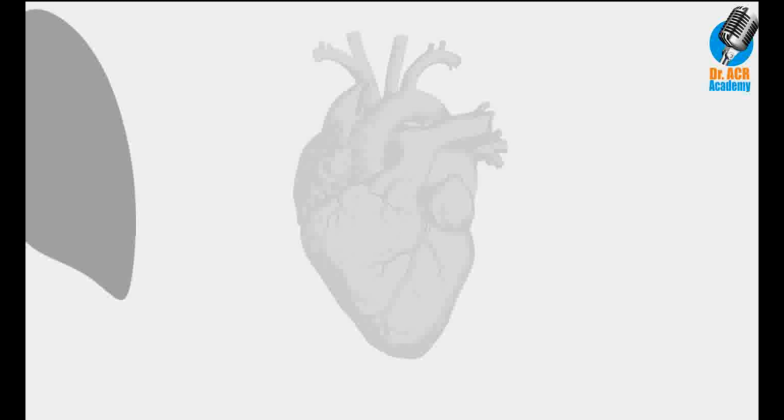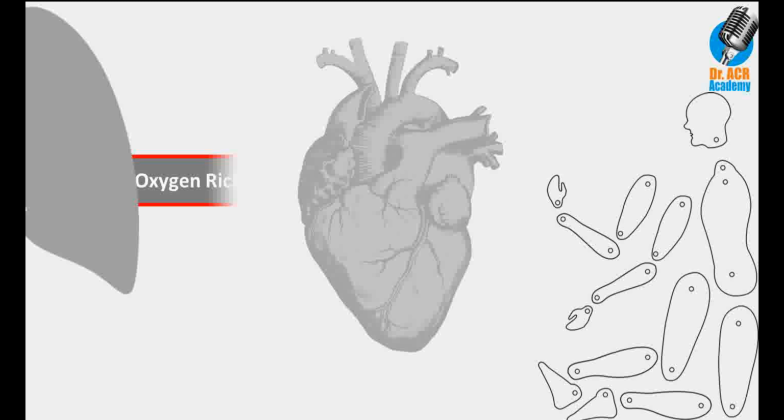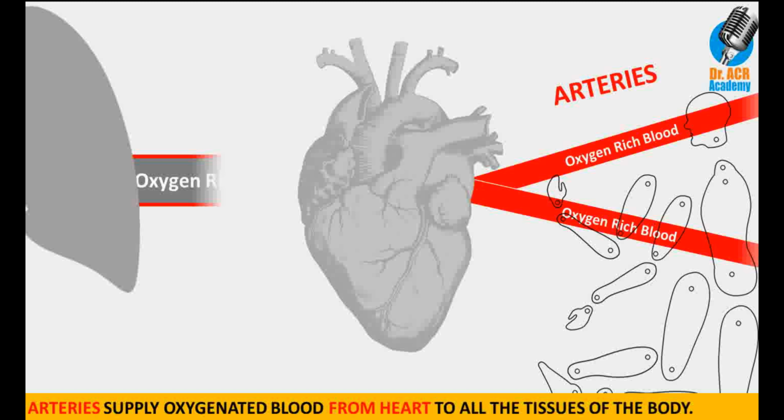And when it comes to their function, usually the oxygen present in the lungs is diffused into the blood. That means the oxygen enters into the blood, and this is called oxygen rich blood. So from the lungs the oxygen rich blood reaches the heart. From here the arteries supply oxygenated blood to all tissues in the body.